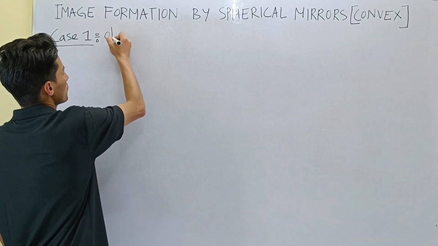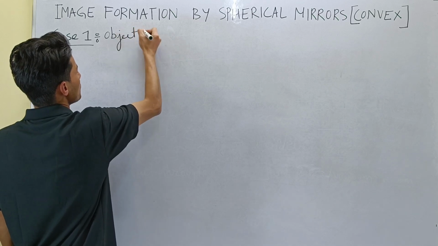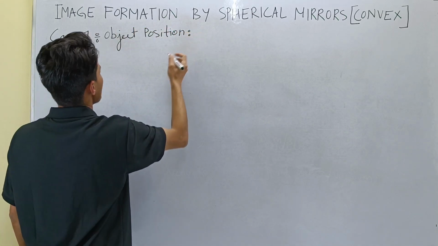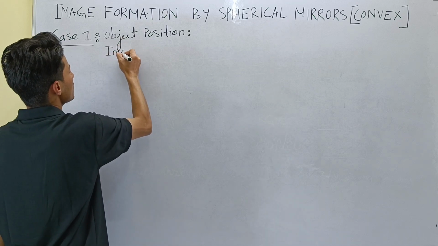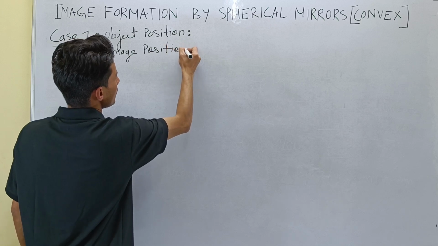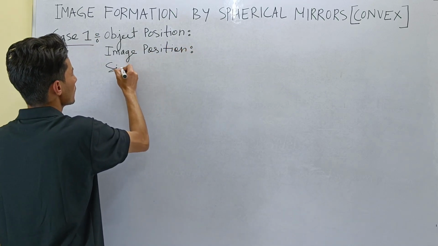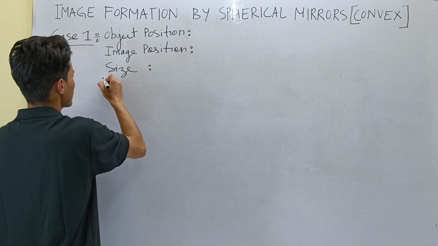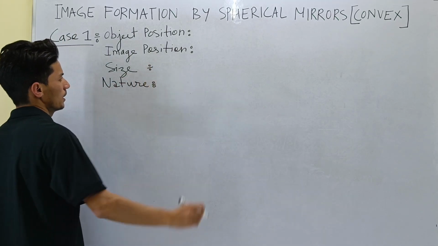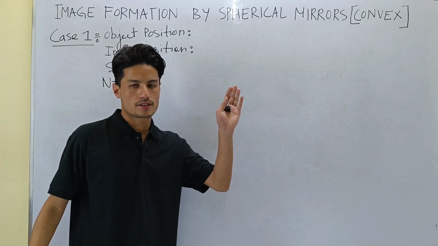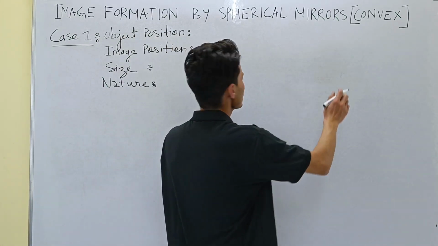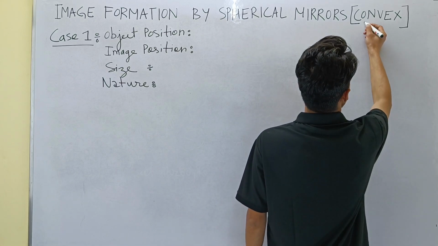So you know what we do? We write the object position, then image position, then size, and finally we write the nature. Is it not? Now let us write the first case. There are only 2 cases, so we will first discuss the first case. In case 1, let's draw the ray diagram for case 1 for convex mirror.